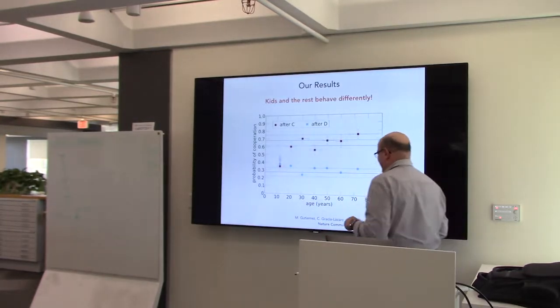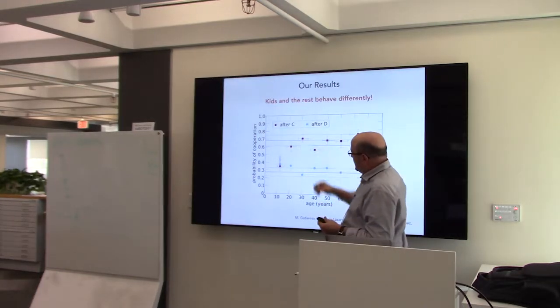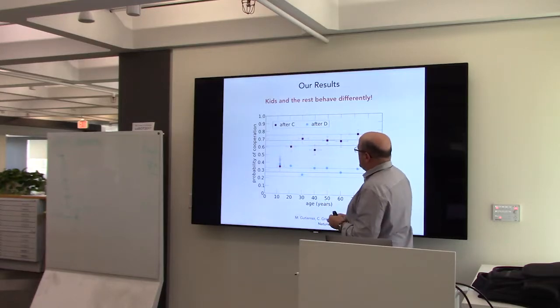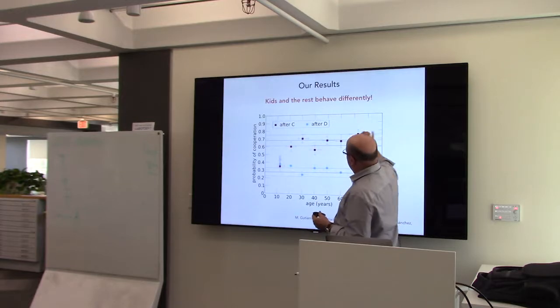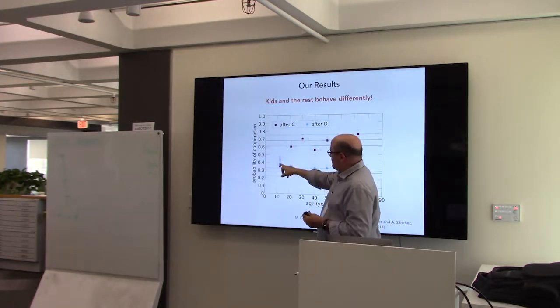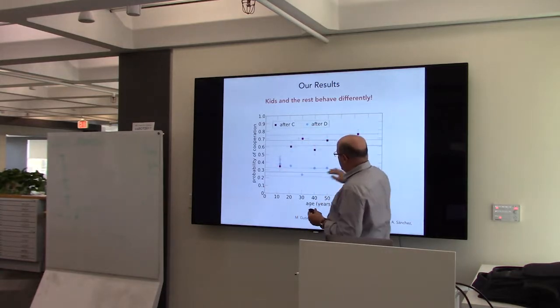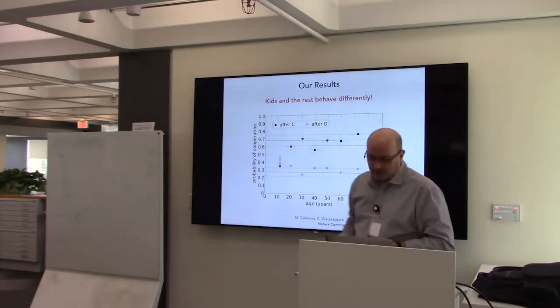Yeah, oh, yes. So this is actually what is reflected better here. This is just the probability of cooperation as a function of the age, after cooperation and after defection. You see that after cooperation, all ages except the kids clearly distinguish after cooperation and after defection. The kids are flat here, so they don't distinguish between cooperation and defection.